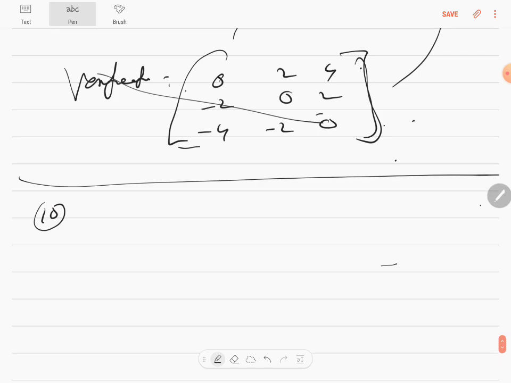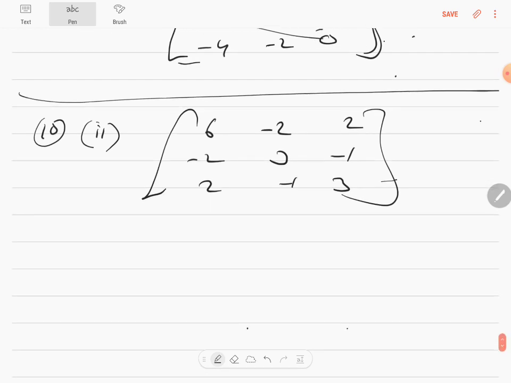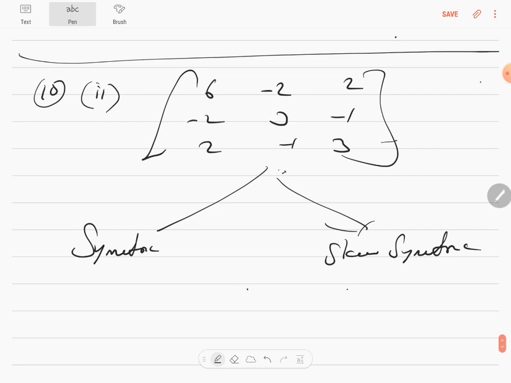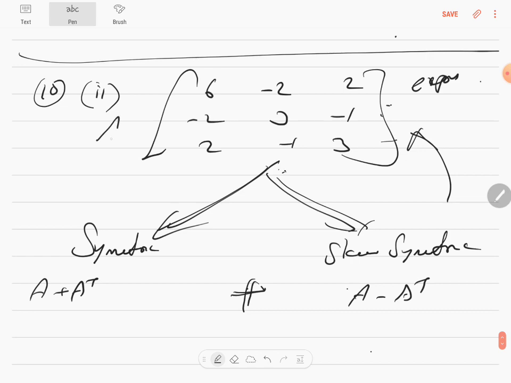Next, I would do the 10th question. Express a matrix, in that I am going to choose subdivision 2, where it is 6, minus 2, 2, minus 2, 3, minus 1, 2, minus 1, 3. You have to express this matrix as a sum of a symmetric and a skew symmetric matrix. So you need a symmetric matrix and a skew symmetric matrix which you should be able to add and get the question. How to get a symmetric? It is A plus A transpose. How to get a skew symmetric? It's A minus A transpose. What is A? You can declare this as A.